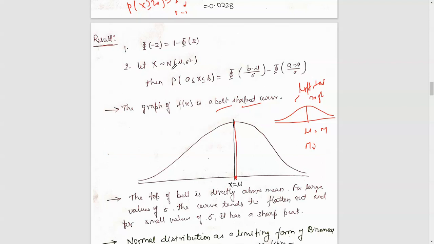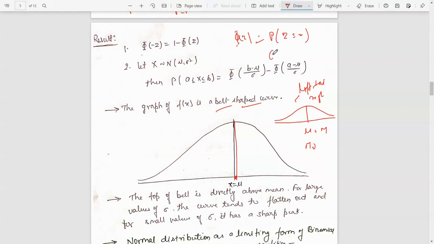Okay. Now, we know capital phi of z. What is capital phi of z? Capital phi of z is equal to the probability of capital Z less than or equal to small z. Let's say we're talking about phi of 2, or phi of 3. Let's say this is a standard normal distribution.